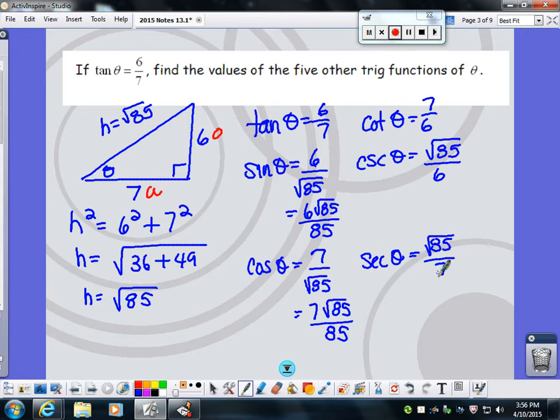So that's what we mean when we set up the trig ratios: find the value of the trig ratios. And we can change them to a decimal, though typically you leave them as a fraction.